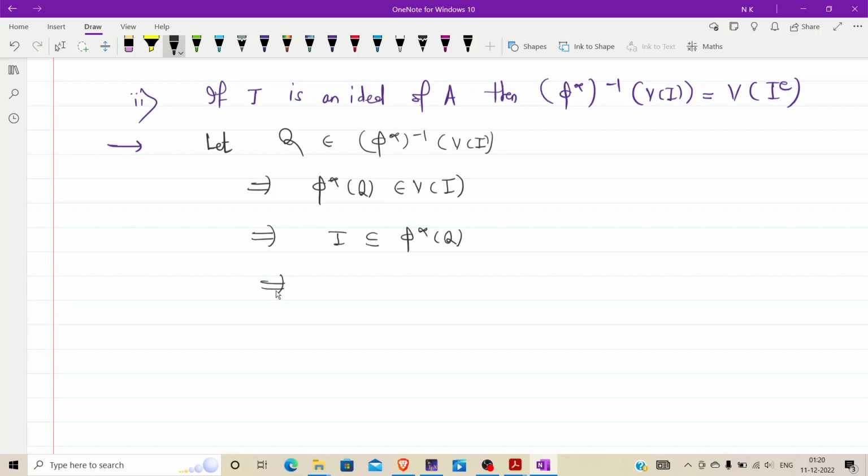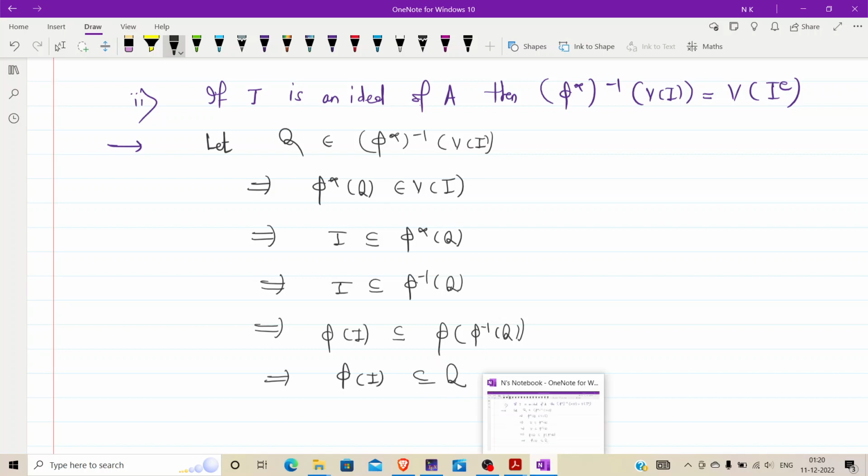So this implies I is contained in φ inverse of q by definition of φ*, right? So this implies, let me apply φ on both sides, φ of I is contained in φ of φ inverse of q. So that means φ of I is contained in q. What does that mean? That means it is nothing but actually I extension, right? So I extension is contained in q.